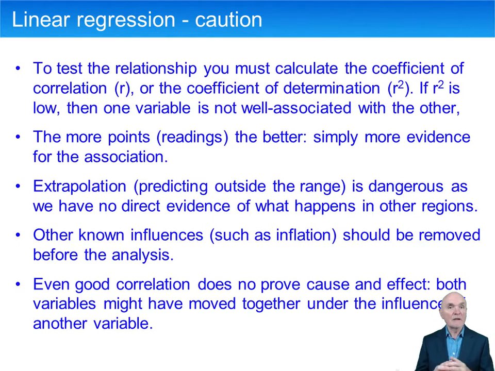Obviously, there's going to be no connection whatsoever. They're effectively random events. But linear regression will come out with an equation of the form y equals ax plus b. And the danger is people believe it. So what you have to do is test this relationship between the two variables. How well associated or connected are they? And this is what's done through the coefficient of correlation R.